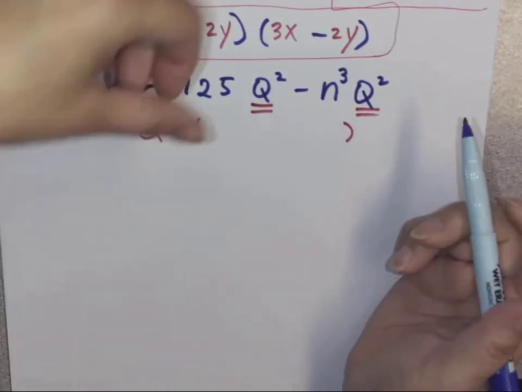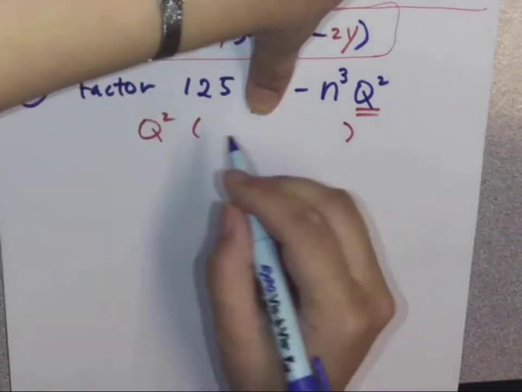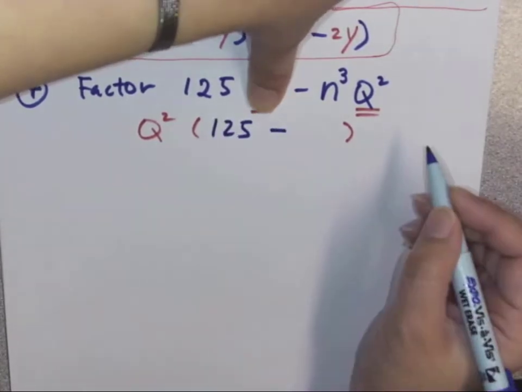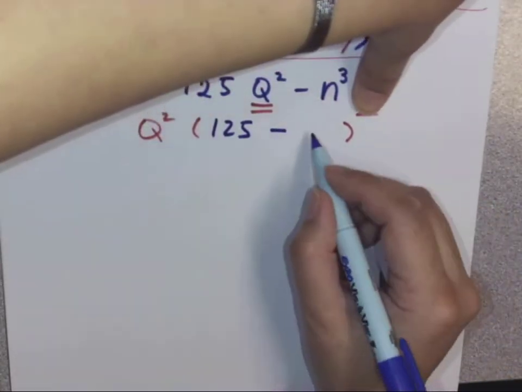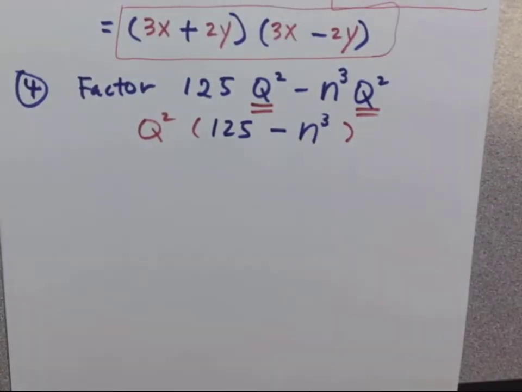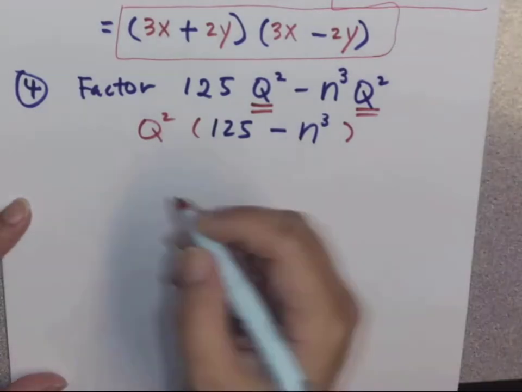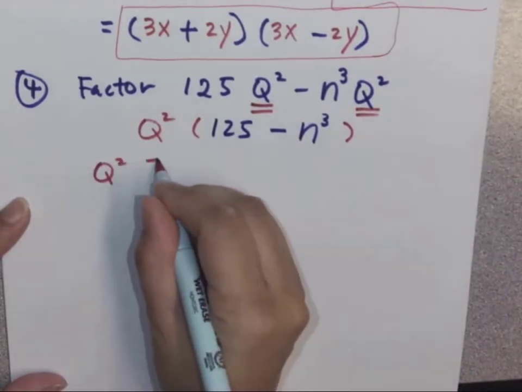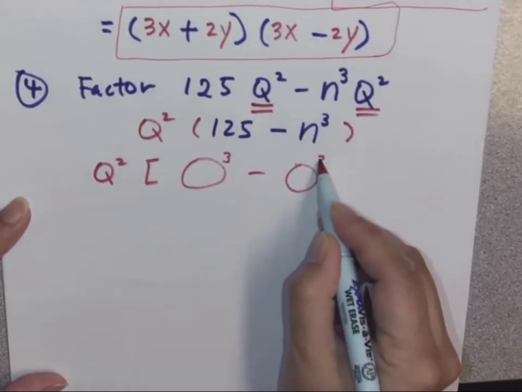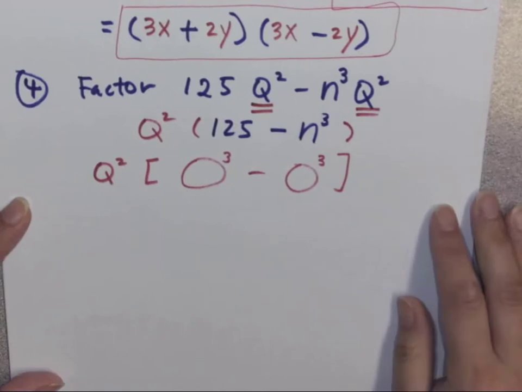After I pull out the cube squared, like I pull out this one, I still have 125 minus, I pull that out, I have n cubed. Okay, so now it looks more like difference of 2 cubes. Okay, but I need to rewrite them as a perfect cube to make sure this is actually some cube minus some other cube, right? What cube makes 125?